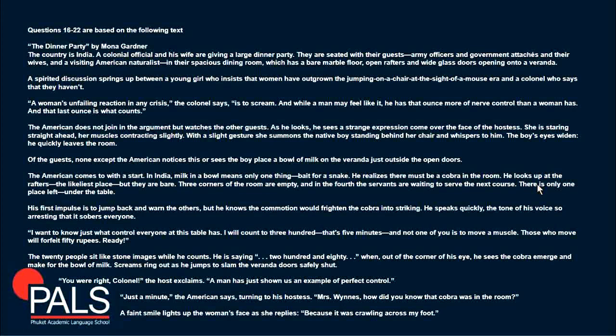So let's start. The passage is titled "The Dinner Party" by Mona Gardner. The country is India. A colonial official and his wife are giving a large dinner party. They are seated with their guests, army officers and government attaches and their wives, and a visiting American naturalist in their spacious dining room, which has a bare marble floor, open rafters, and wide glass doors opening into a veranda.